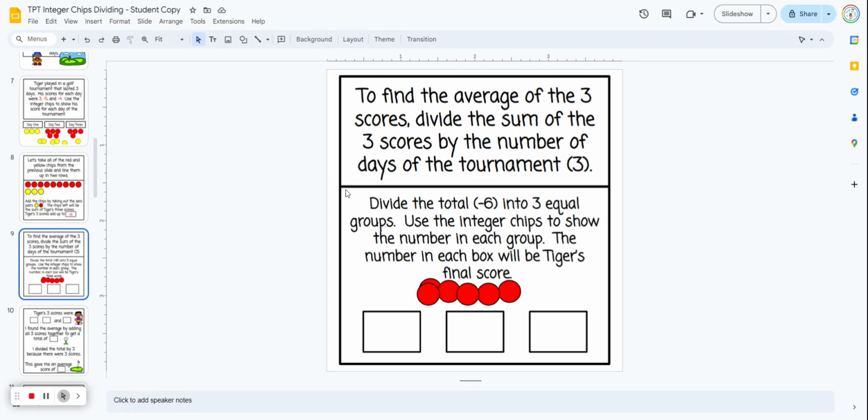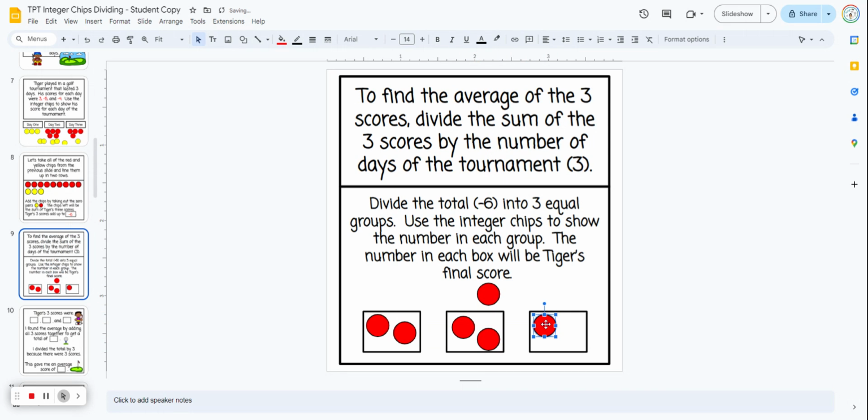So they have a total of negative 6, but that's not the final score because we have to divide that number, negative 6, by the number of days in the tournament. So we're going to take that negative 6 and divide by 3. And we have 6 red chips here. We want to divide them equally into 3 groups. And if we do that, we get Tiger's final score of negative 2. So negative 6 divided by 3 is negative 2.